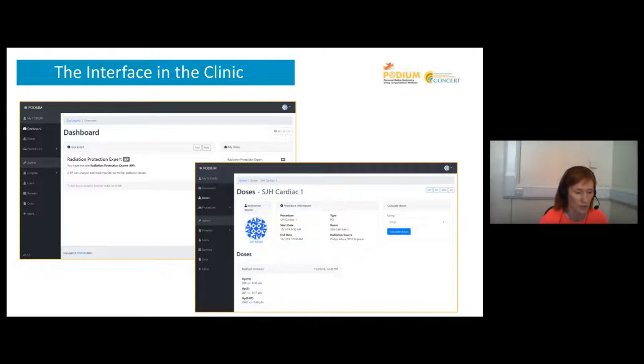So what you might see, if the project was live and up and running as a full completed project, is you could log in as a radiation protection expert, for example, and review staff doses, or you could log in as an operator and start the monitoring for the case. And then at the end, when it's finished, you would get something like the second image, which would show that for the SJH cardiac number one procedure, which was a PCI in this particular room, the operator got an HP10 value of such an amount. And we would also be able to calculate their HP3, HP0.07.